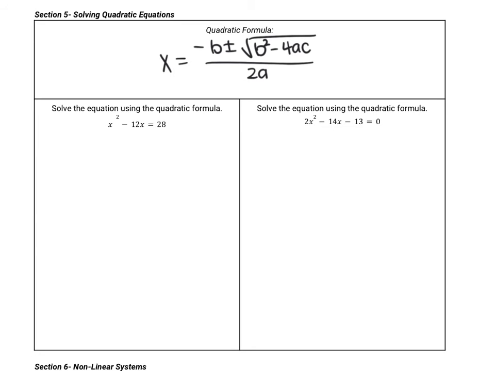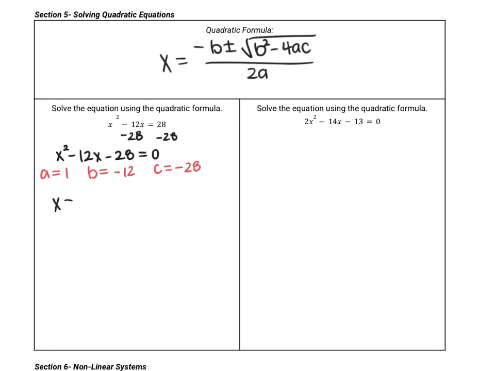So our first example, we have x squared minus 12x equals 28. So it is not equal to 0. So that's going to be my first step, actually, to subtract 28 from both sides. So we have x squared minus 12x minus 28 equals 0. So next I'm going to identify a, b, and c. So a is the number in front of x squared, which in this case is 1. B is the number in front of x, which is -12. And c is our constant, which is -28.